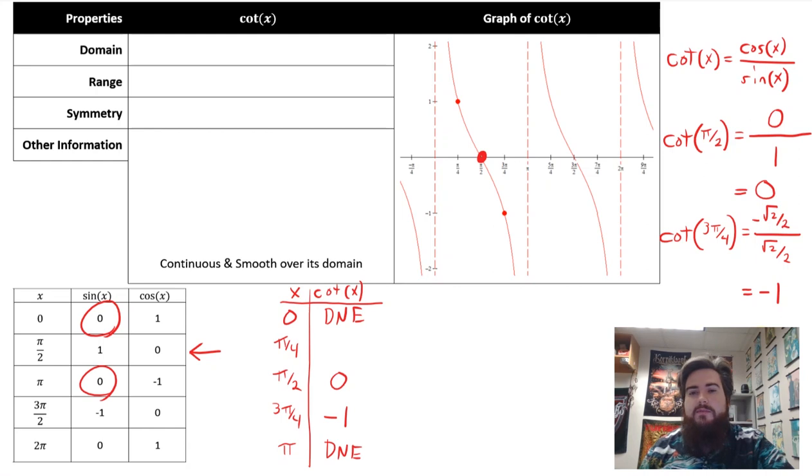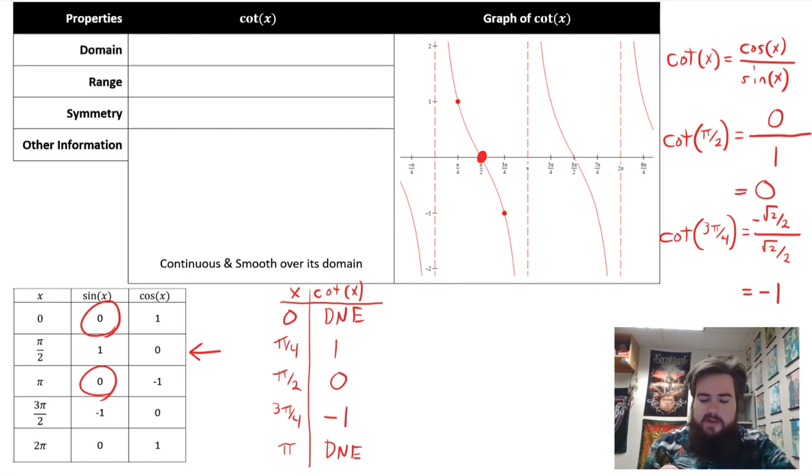The increments of pi fourths, like pi fourths, 3 pi fourths, negative pi fourths, all either gave positive 1 or negative 1, because those are the instances where sine and cosine are equal to each other absolutely. At pi fourths, cotangent is also going to be 1, just like tangent, which again should not be surprising, as tangent and cotangent are reciprocals of each other.